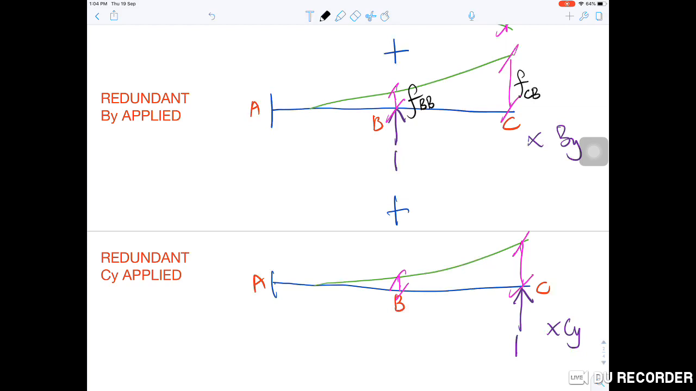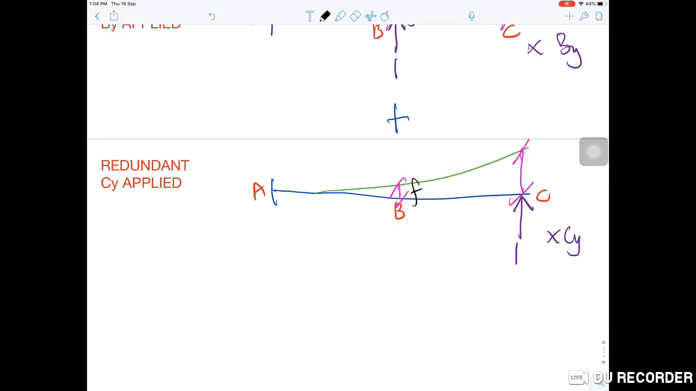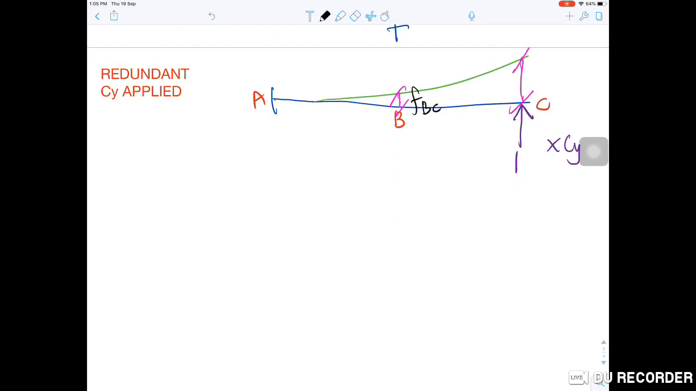For redundant CY applied, it is also F. Due to a unit value of BY or a unit value of CY, delta becomes F. It is F at position B for redundant CY applied, and at position C, it is F at position C for redundant CY.